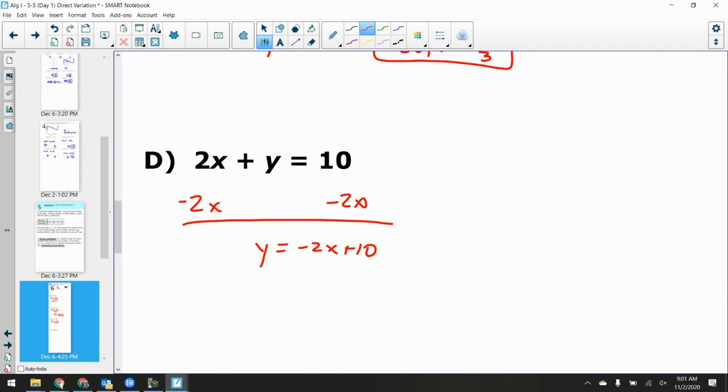Is that a direct variation? No. This is not a direct variation. This plus 10 knocks it out. Not a direct variation.